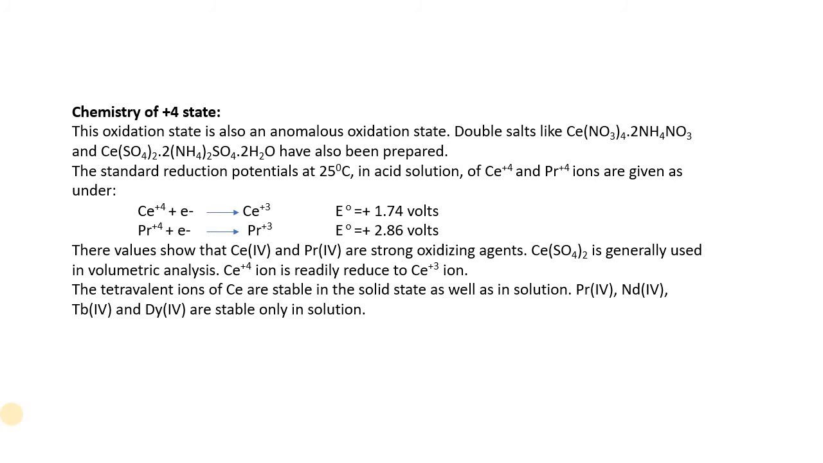Cerium +4 ion will readily reduce to cerium +3. It means cerium +4 gets one electron to change into cerium +3. The species which gets an electron is self-reduced but oxidizes others. It means these species are oxidizing agents. The tetravalent ions of cerium are stable in solid state as well as in solution. Praseodymium, etc. are stable only in solution.